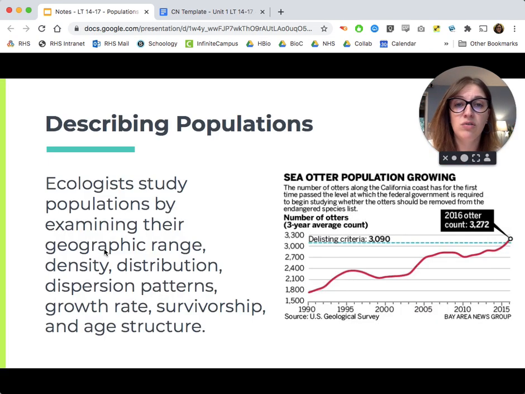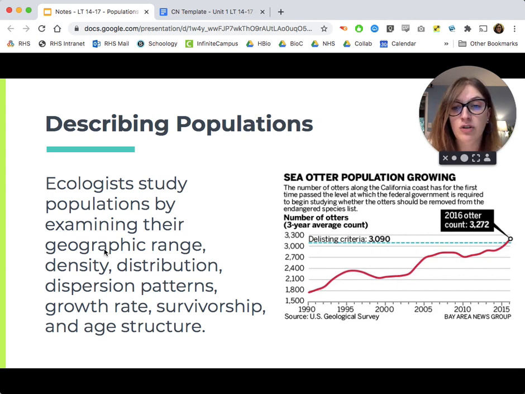So imagine that your job as an ecologist is to study their population. You could be investigating endangered species, you could be investigating invasive species, and some of the first questions you might ask as a population ecologist would be, how many individuals of this species live here? Where else do they live? Or are these populations stable, increasing, or decreasing? This is essentially population ecology.